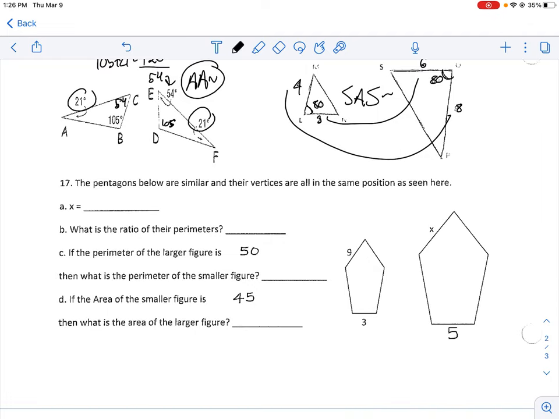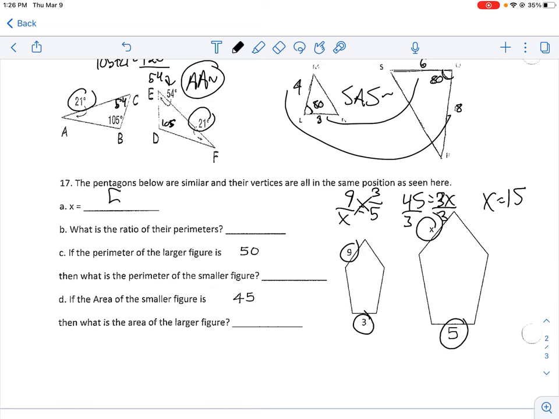Lastly, like the ones we talked about in class, I'll do these on here as well. Pentagons below are similar. The vertices are all in the same position as seen here. So we can set up a proportion with corresponding parts, 3 over 5 and 9 over x. 9 and x are in the same place, and 3 and 5 are in the same place. Cross multiply, we get 45 is equal to 3x. Divide by 3 on both sides, we get x is equal to 15. So we'll add that there.